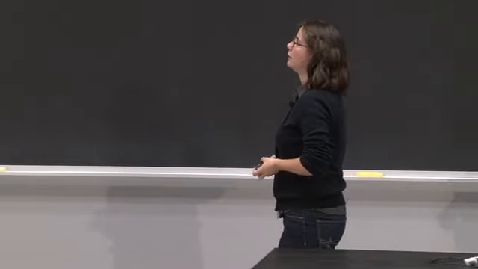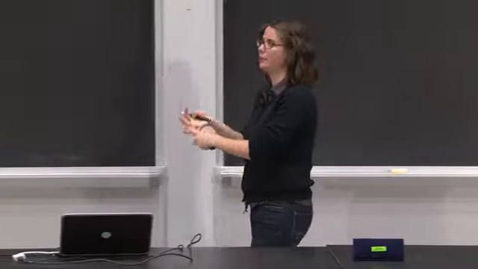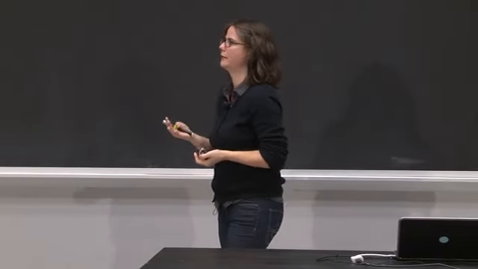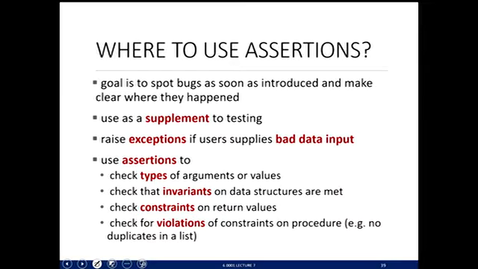Okay? So this is basically what I said. You really want to spot the bugs as soon as they're introduced. Okay? And exceptions are good if you want to raise them when the user supplies bad data input, but assertions are used to make sure that the types of inputs to functions, maybe other conditions on inputs to functions, are being held as the values are being passed in. Okay? So the keyword here is making sure that the invariants on data structures are met.